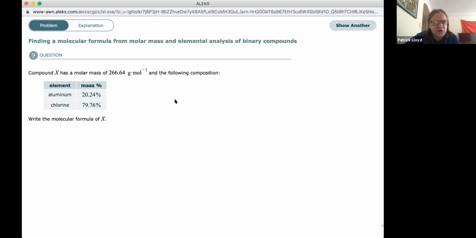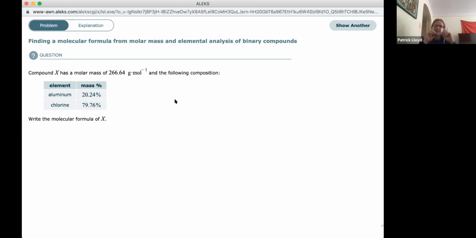There's aluminum, there's chlorine, the mass percents are given. But now notice it says find the molecular formula of X, not the empirical formula. So what we do in this case is we do it just like we did before. We find the empirical formula.